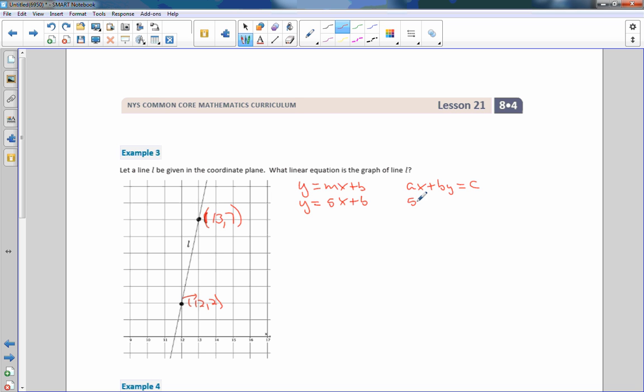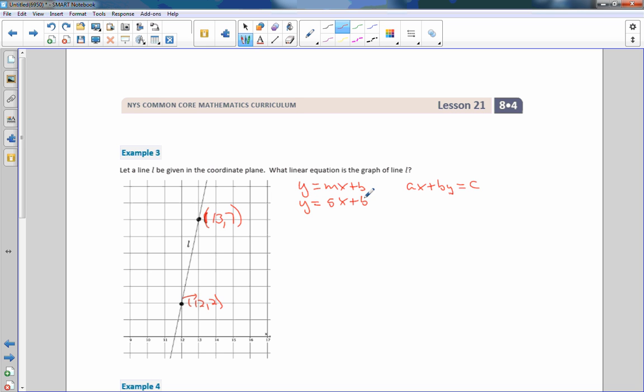Okay, so I have 5x plus by equals c. So I found my m, my slope, is 5. But I don't want to jump the gun here because this might not be what it comes out to be, so don't do that yet. Okay, so we're going to finish this slope-intercept form first.